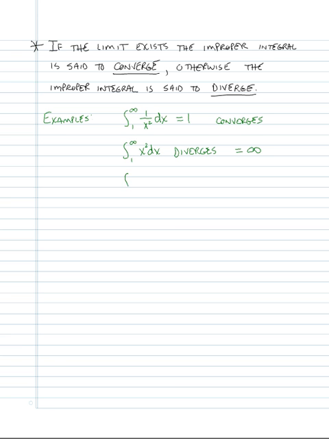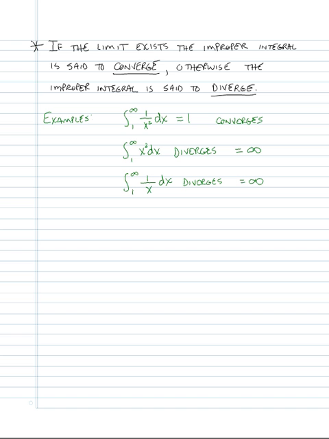Now, strangely enough, if we integrate from 1 to infinity, not 1 over x squared, but 1 over x with respect to x, this also diverges. That's strange. It looks very close to what we did as an example. What we would find out is that we get an infinite result there as well.